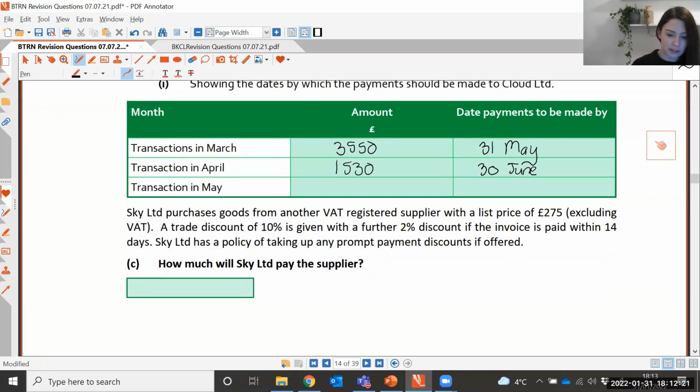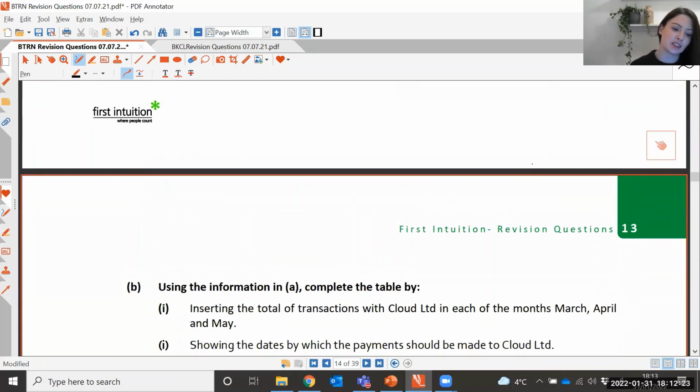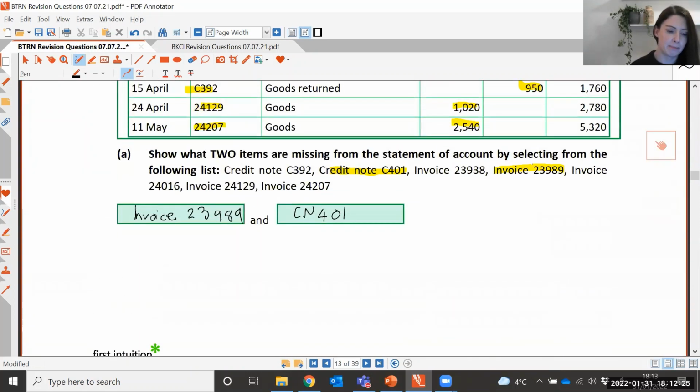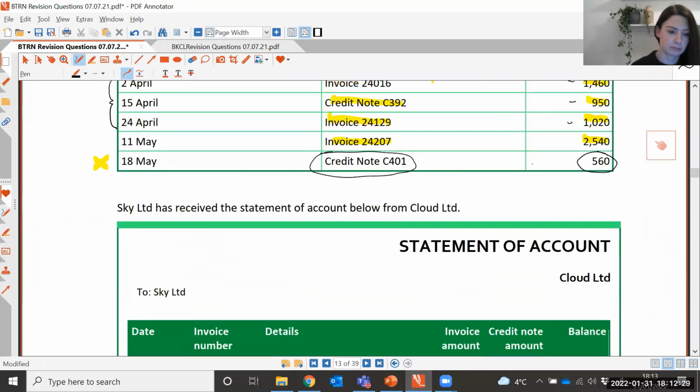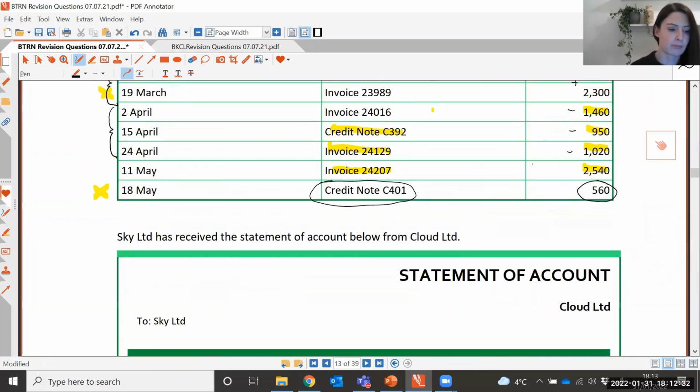And then lastly, we've got all the transactions due in May. So here we're looking at the transactions due in May. So what would the total amount due be here? Good. Yeah, 1,980. So we've just got an invoice for 2,540 minus the credit note of £560. Good.